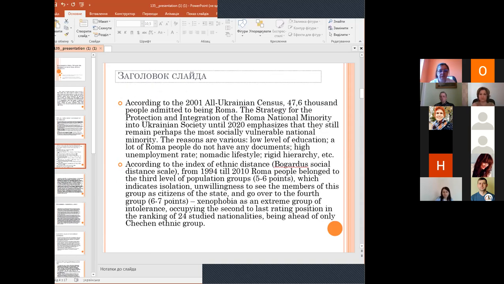In Ukraine, there are more than 47 thousand people that are admitted to being Roma, and they are probably the most socially vulnerable national minority. According to the index of ethnic distance, the Roma people belong to the third level of population groups, and this indicates isolation, unwillingness to see the members of these groups as citizens of the state.